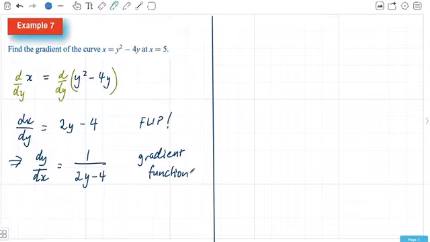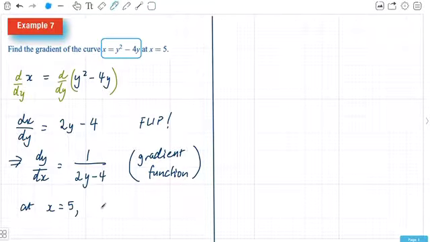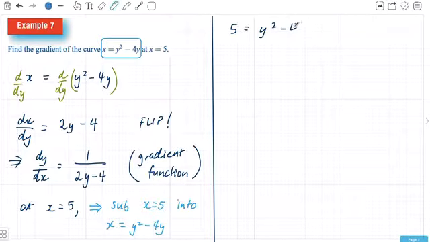And the question now asks, what happens at x equals 5? Now the key here is to recognise that you have no x's here, and to not go, well, I'm in trouble, what can I do? What you need to think is, I've got y, how can I turn an x into a y? Well, you can use the function itself. So we substitute x equals 5 into the function x equals y squared minus 4y. So we have 5 equals y squared minus 4y.